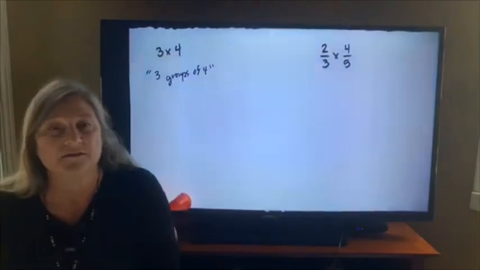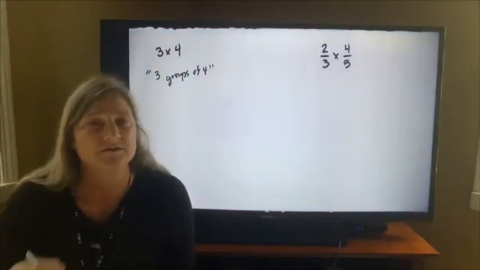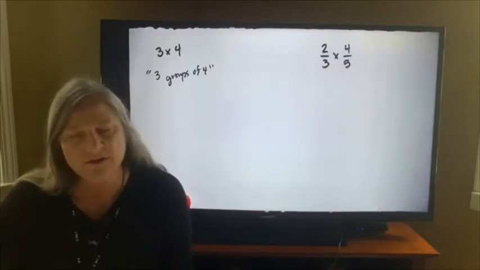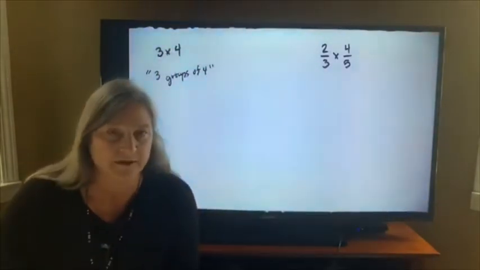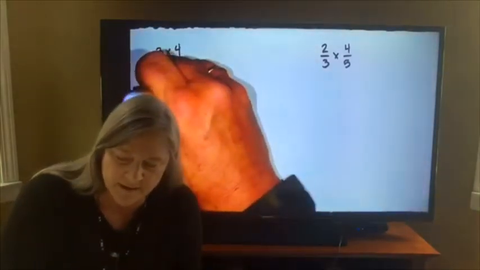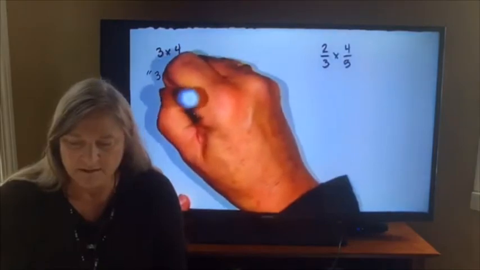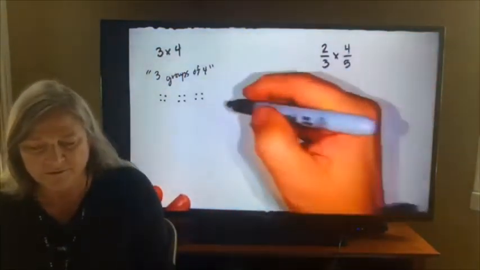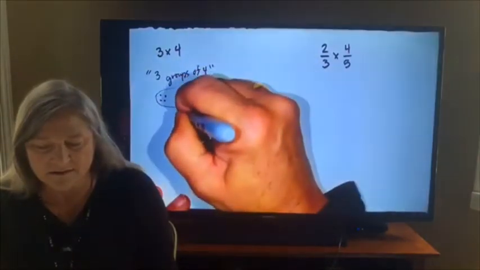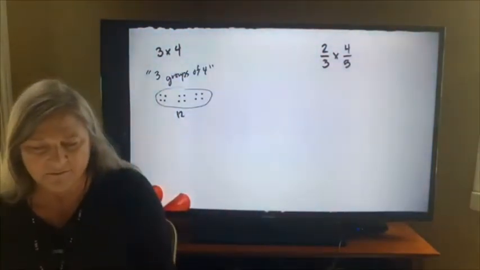Now you want to ask your student or child that just to make sure that they know what it means. Don't tell them what it means. Say, what does that mean, 3 times 4? And then we can draw a picture of it. Here's one group of 4, another group of 4, and another group of 4. So we have 3 groups of 4, which altogether gives us 12.